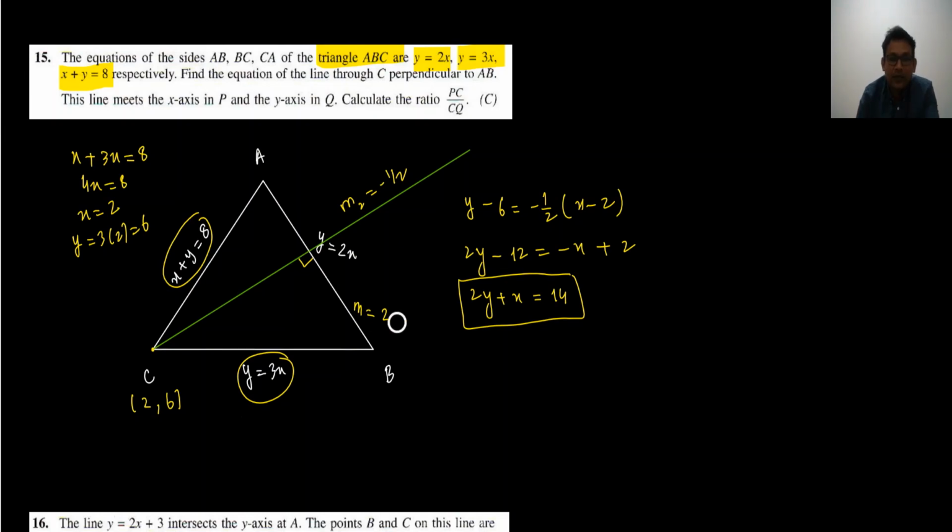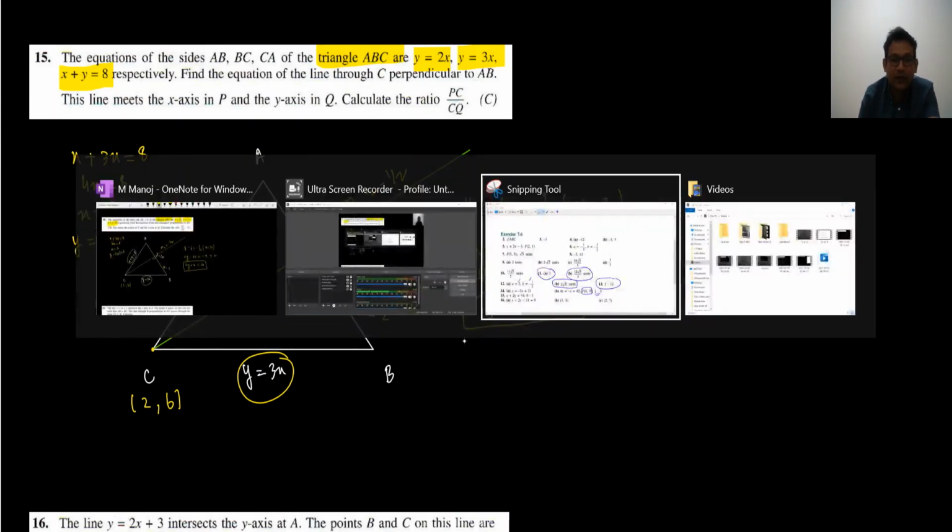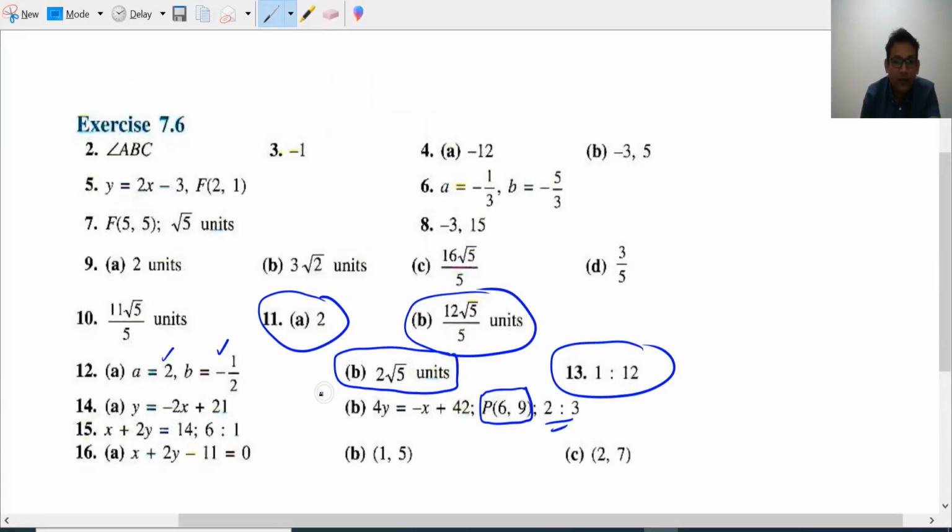Let me check the answer of this part. Are we doing right? This is 14. y equals minus 2x plus 21.